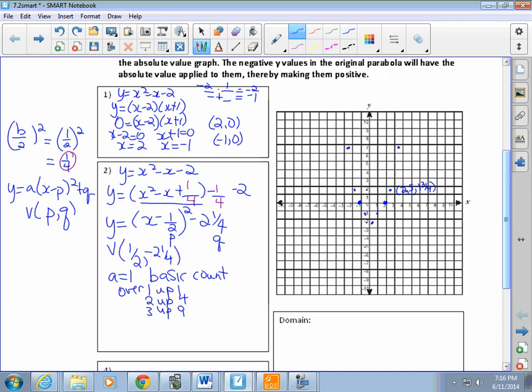So this would be at 3.5 and 6 3/4. Sorry, I guess that should be 7 3/4. I don't think I went up high enough. Maybe I did. Close enough for this anyway. So that's my graph.